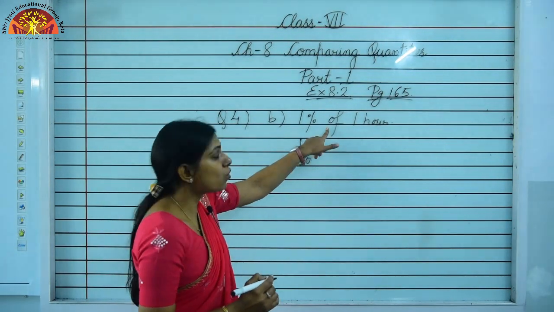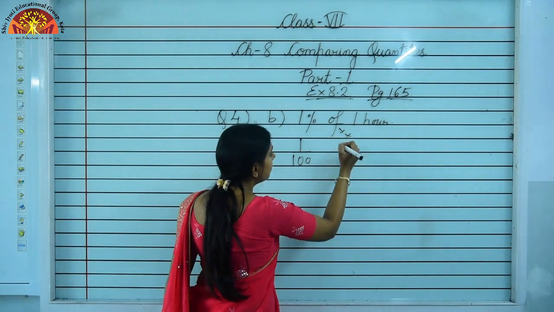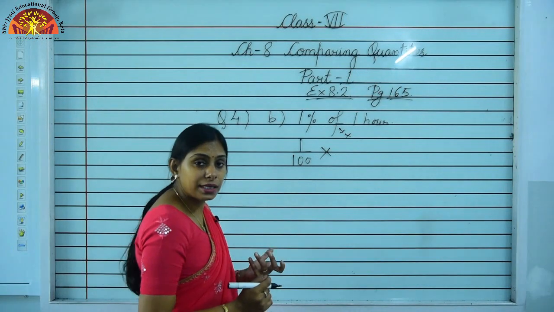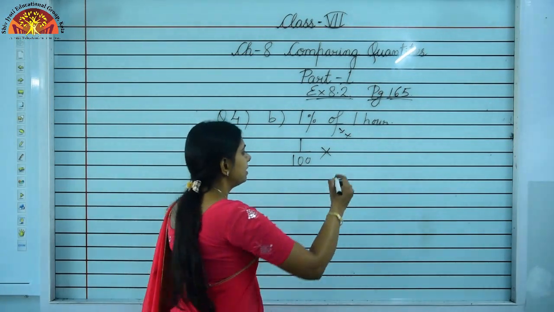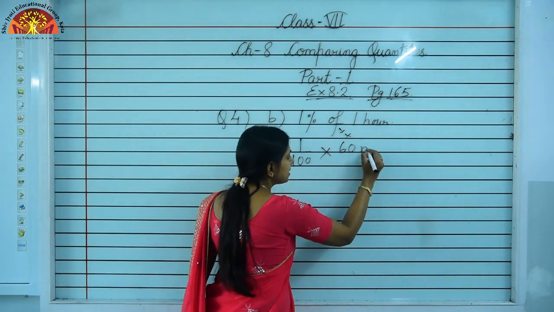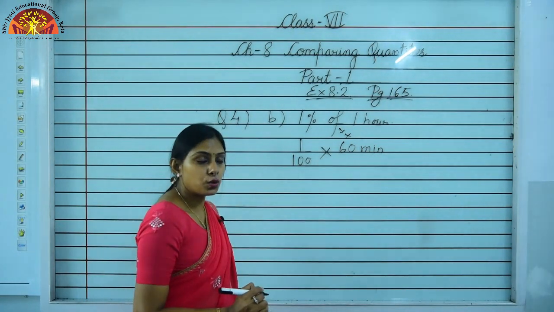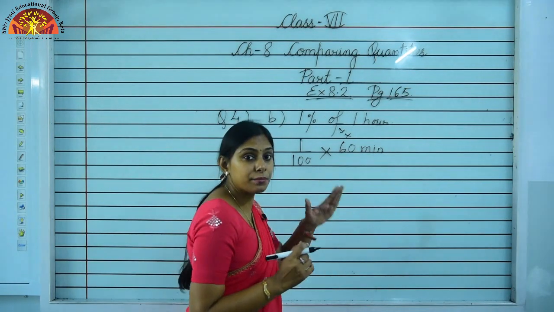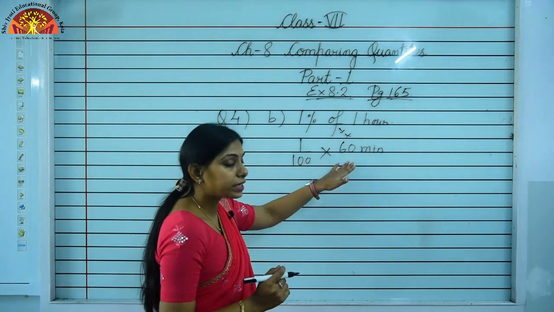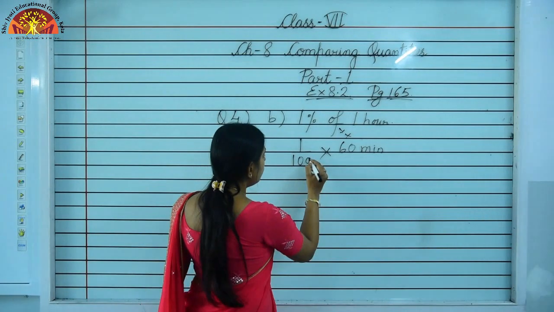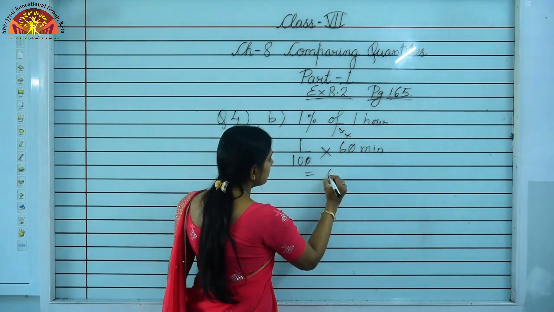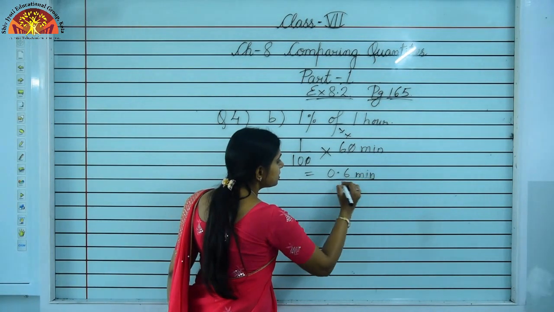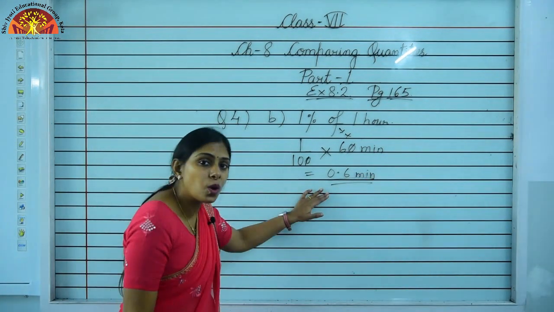Of means, as you already know, of means multiplication here, that is into 1 hour. अब 1 hour में हम क्या लिख सकते हैं? 1 hour में कितने मिनट्स होते हैं? Yes, that is 1 hour is equal to 60 minutes. Okay. Now you can just solve it. If you want, you can convert the minutes into seconds also, but it is not at all mandatory. Okay. So 6 upon 10, it comes out to be 0.6 minutes, which is your answer.